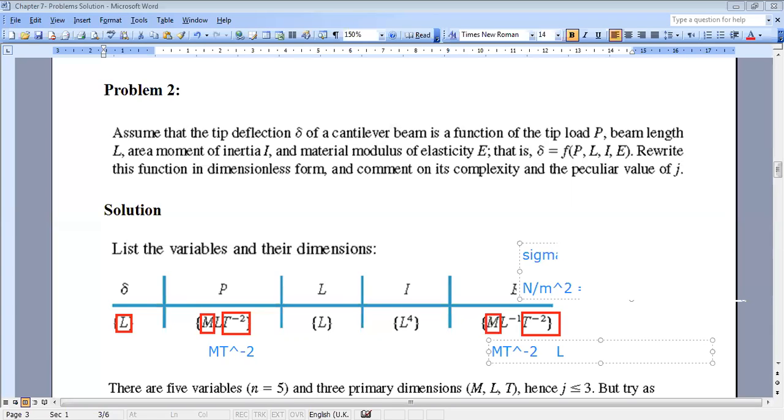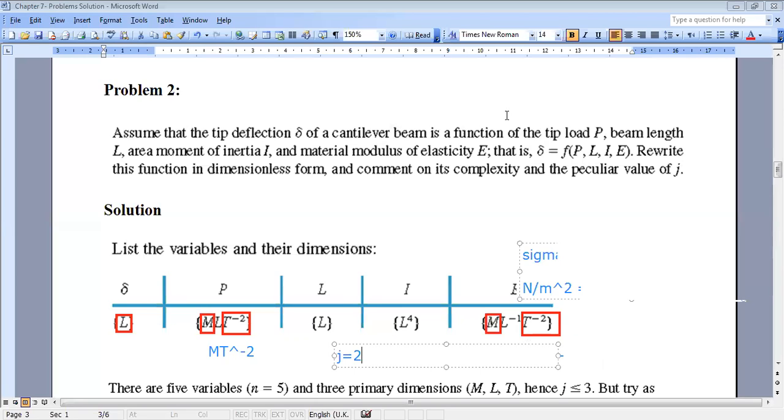So from this observation, because MT minus 2 is repeated in the same way, I can say that I cannot find 3 variables that are completely independent. Always I will find 2 of them which form a group together. So from here I deduce that J is different than 3 in this problem. It's smaller than 3. So the next step, I try to find if I can find J equal to 2. Can I find 2 variables that do not form a group?